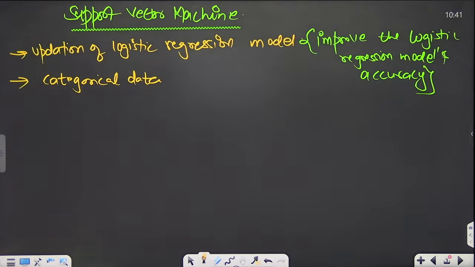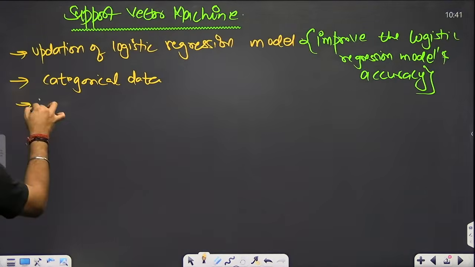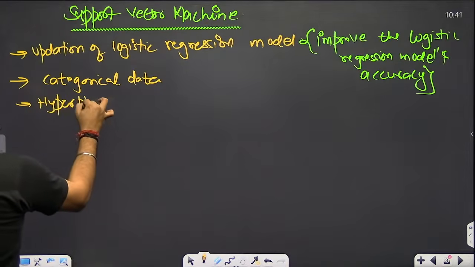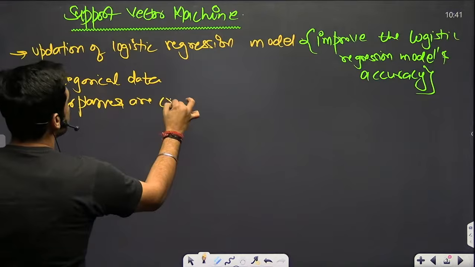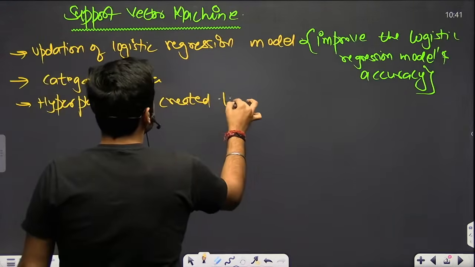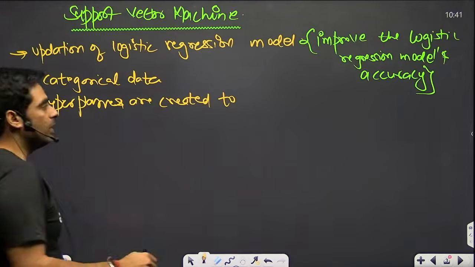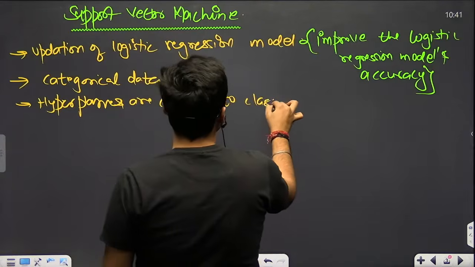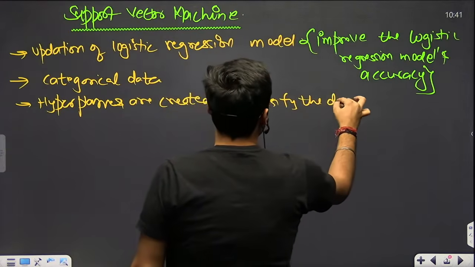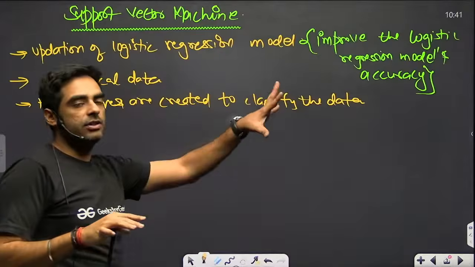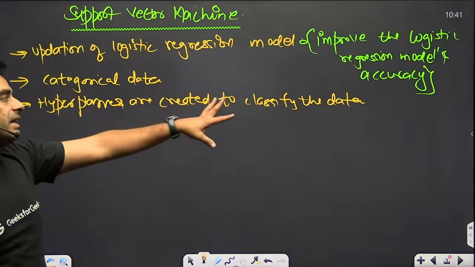As I told you, it is most suited for categorical data, and it creates a hyperplane when there are more than one variable to classify the data points. Hyperplanes are created to classify the data into more than one class. So instead of a sigmoid curve, here the hyperplanes are created.